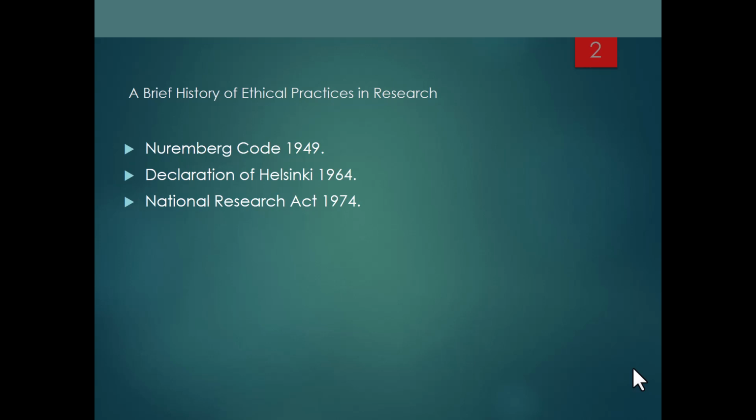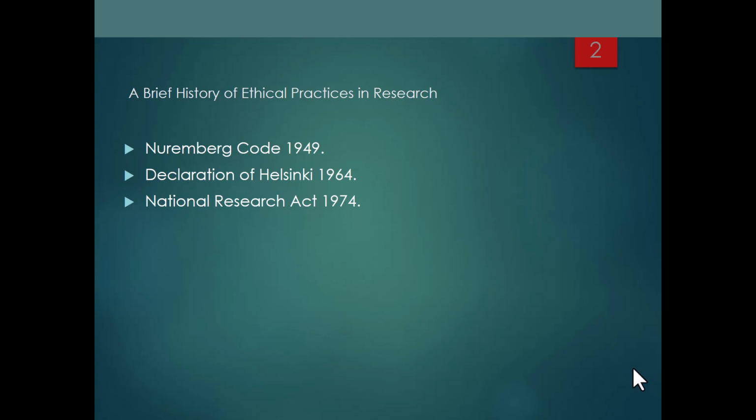One of the cases discussed has to do with the Nuremberg Code of 1949. This was the first internationally recognized guideline for conducting research in an ethical manner. This was developed as a result of the Nuremberg trial in Germany during World War II. This is where the Nazi medical professionals did a trial on Jewish participants that were in concentration camps.